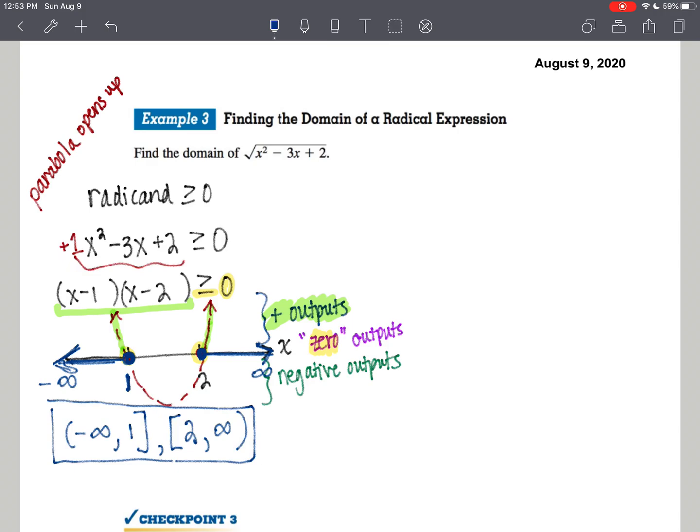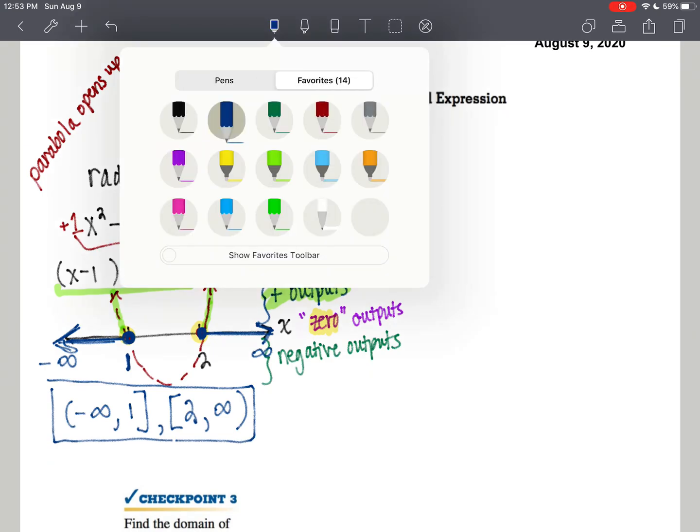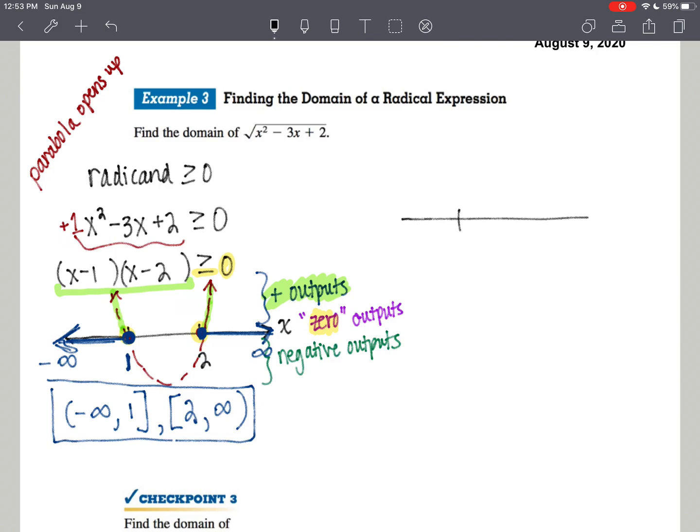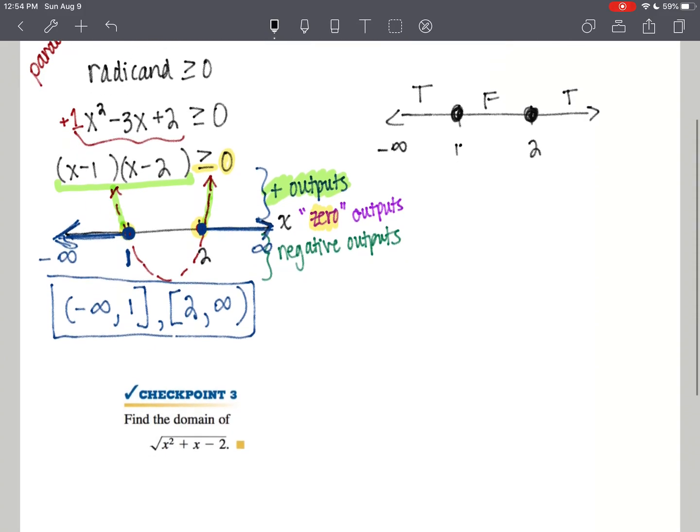So that's a visual way of seeing this, and hopefully you found that helpful. Another way to do this, if you are comfortable doing it the other way, you can make your number line 1, 2, and you can do your true, false, true, and you can see that 1 is included, 2 is included, therefore you would have negative infinity to 1, union with 2 to infinity. You can use the union sign, or you can use the comma, as I did.